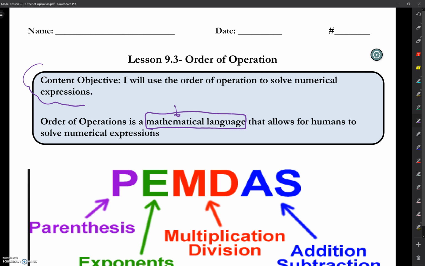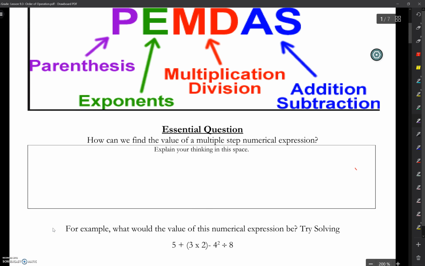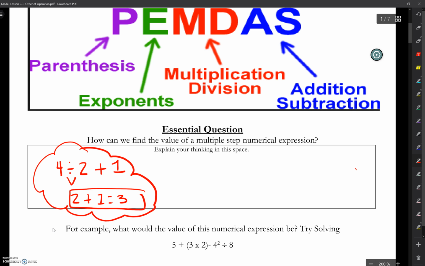It doesn't matter the language. And for example, for the essential question, if I had 4 divided by 2 plus 1, my answer could be 4 divided by 2 is 2, plus 1 equals 3. This is the correct answer.